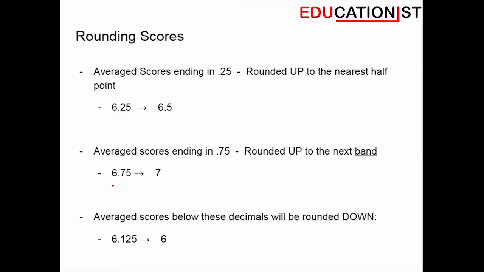Unfortunately, if your score, after it's been averaged, ends in a 0.125 or lower than the 0.25 that we have up here, then it's going to round down. Okay, it's going to round down to the band score. So 6.125 average of all 4 sections would end up being an overall band score of 6.